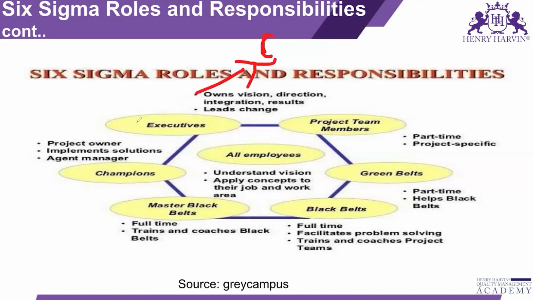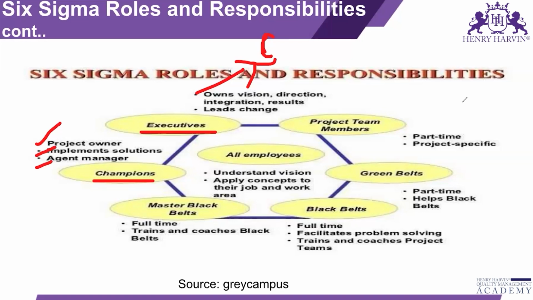All right. Next one, executives, which is mentioned here. They're the perfect example of executives. Under that, you will come either on the left-hand side of project champion, which is also called project sponsor. Project sponsors. Very good. So project sponsors, and above project sponsors and champion, you have project owners, who implement the solution, and they're also sometimes agent managers for some companies.